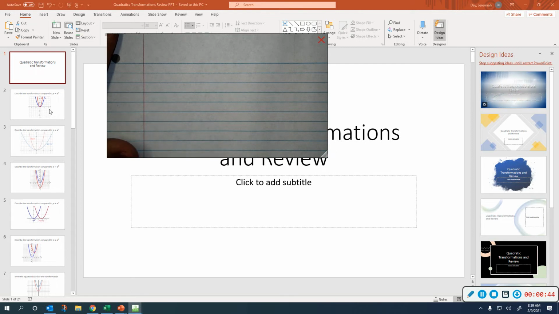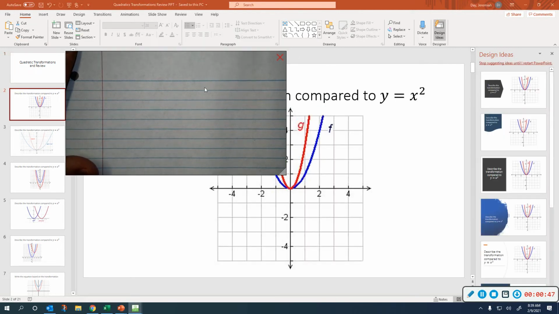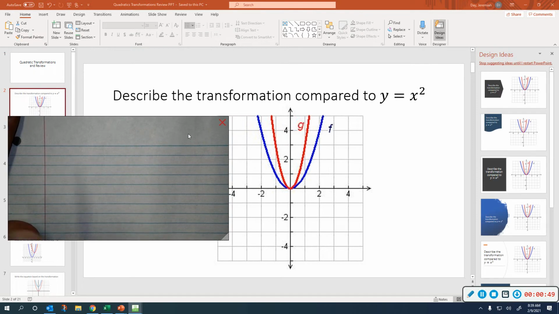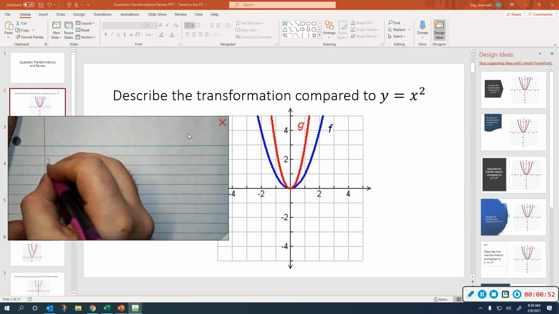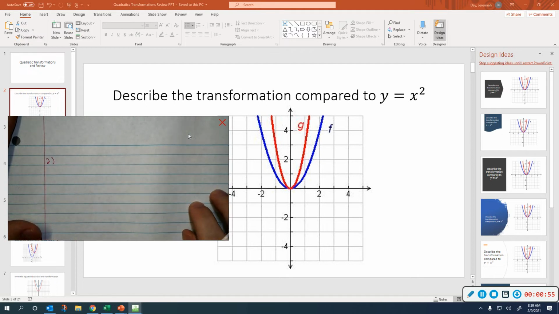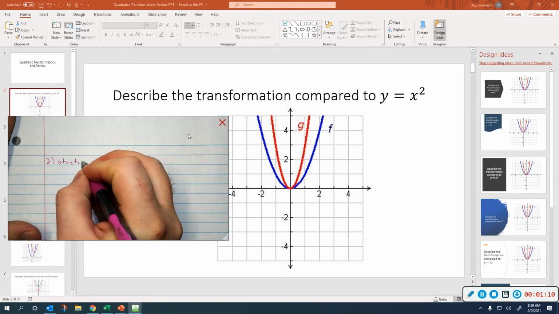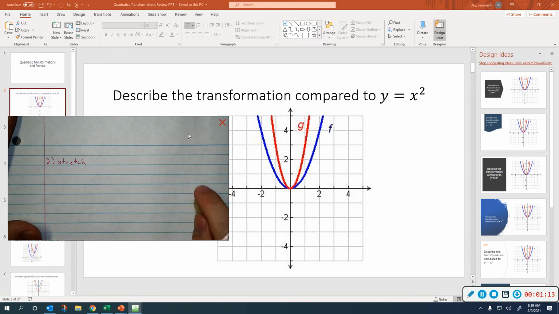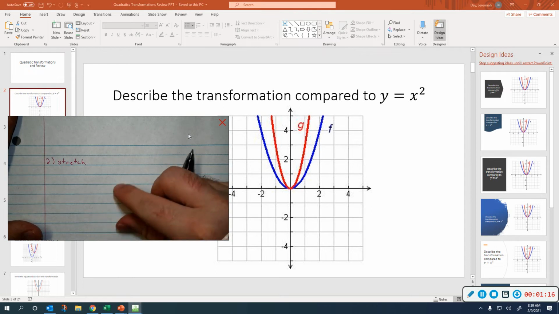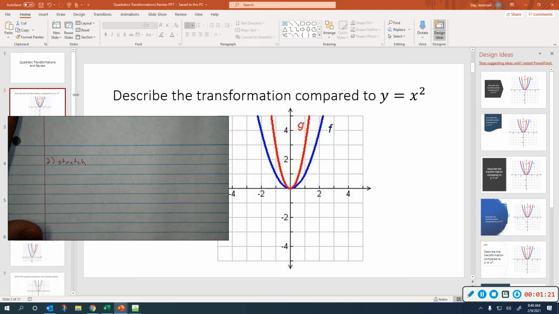Alright, the first one says, describe the transformation when compared to y equals x squared. So this is on slide 2. Look at the red one, look at the blue one. What's happening from the blue one to the red one? Good. I hope you said it is a stretch. The blue one was our x squared, and the red one gets tall and skinny, so that one is a stretch.